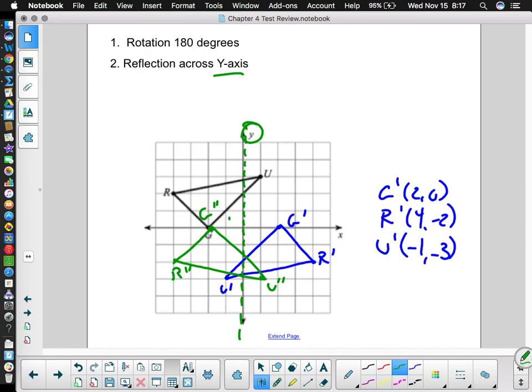Again, with these transformations, do one point at a time, one thing at a time, label what you're doing, be very clear in what you're communicating as you're doing it, and you'll be fine.